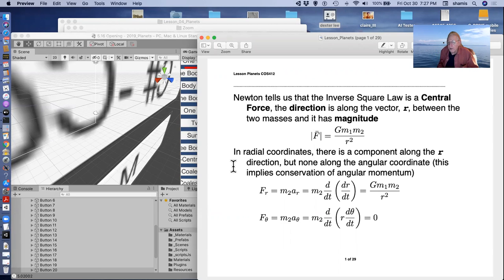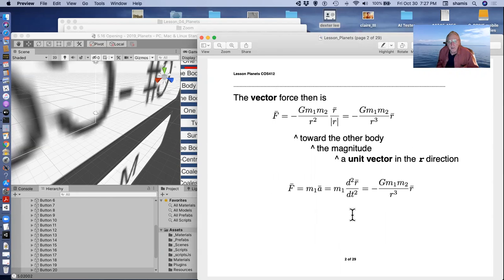If we look at this in radial coordinates, we have the r dθ/dt term, and we have the d theta dt term being 0. This implies conservation of angular momentum. So how am I going to solve this?